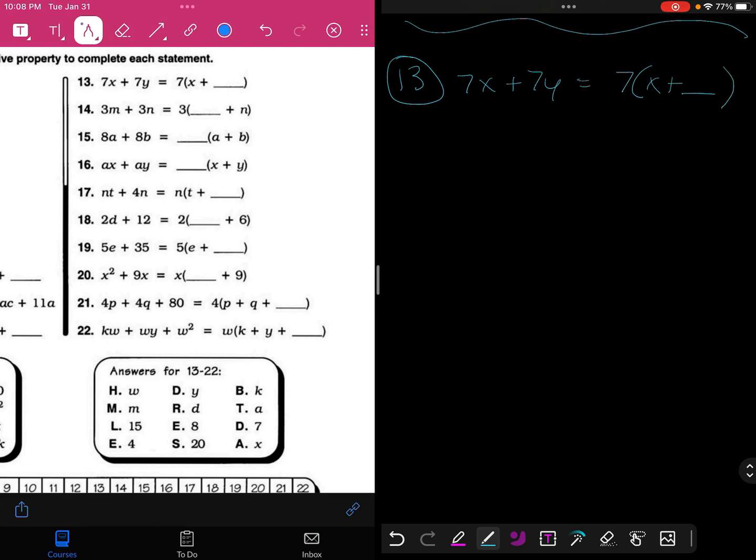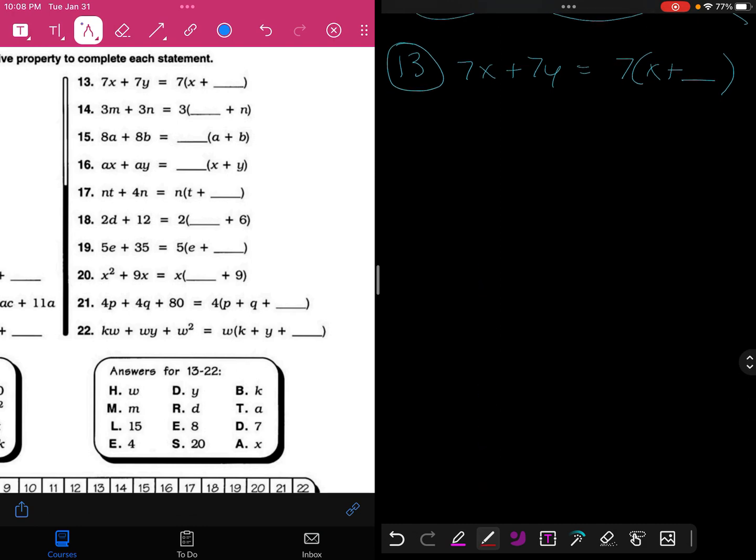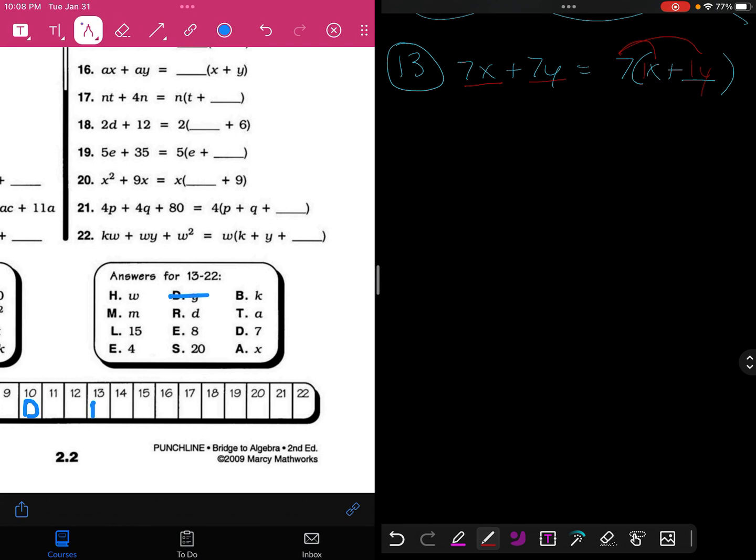So a letter by itself means that there's an invisible 1 in front of it. So if we have this right here, 7 times 1x is 7x. So that would mean 7 times what would give us 7y. So it would be 1y, because 7 times 1 is 7, and the y is attached, so it goes to our answer. So our answer is going to be y, which is D. So 13 is D.